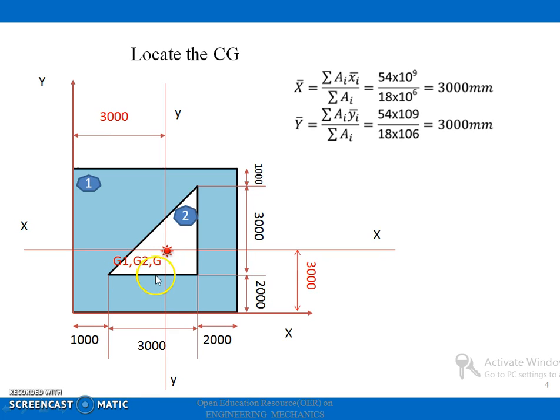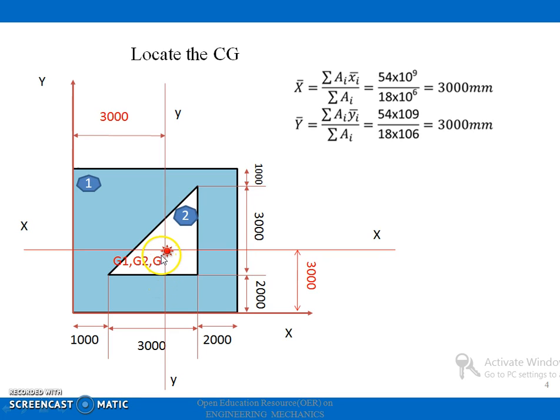Now this side is equal to 3000, and let it be h. So what is the fundamental formula? What will be the distance between the center of gravity and this side? It will be equal to h by 3. So this distance will be equal to h by 3, that means 3000 by 3. So this side will be equal to 1000 and the remaining side will be equal to 2000.